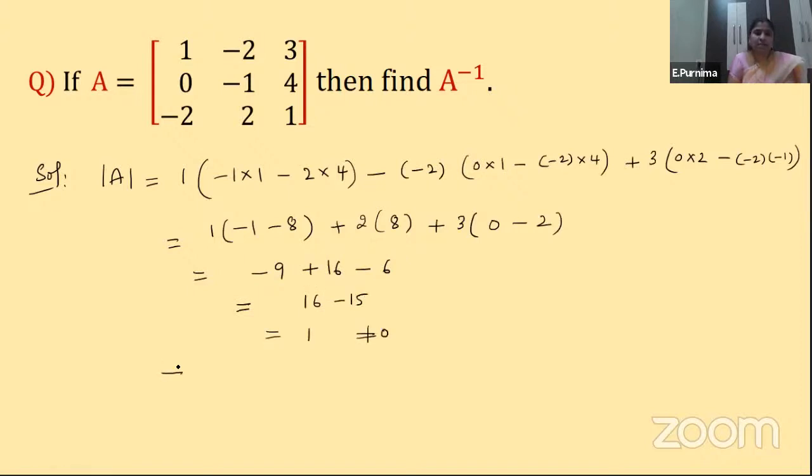So this means A inverse exists. We know that A inverse exists. So what is the determinant A value we got? It is equal to 1 we got. So we can say that A inverse exists.